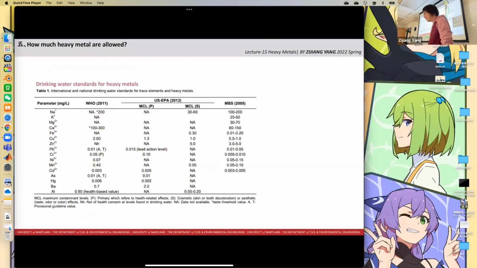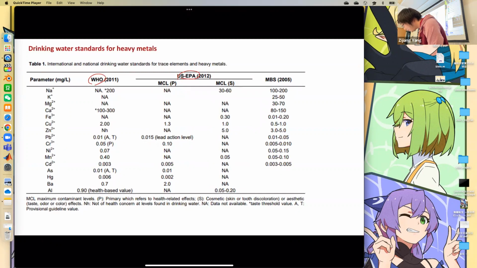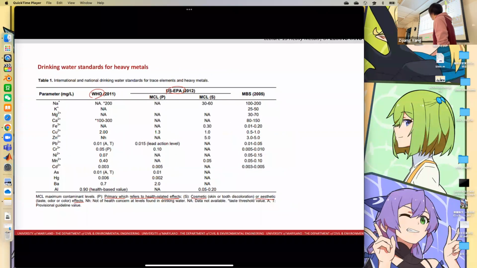And the next one is drinking water. For drinking water, we have the WHO and also the US EPA standards. Here we have P and S: P refers to primary, which refers to health-related effects, and S refers to secondary, the cosmetic effects. So if we are drinking, we are interested in the primary concentration. And again, we can see different standards for these heavy metals.